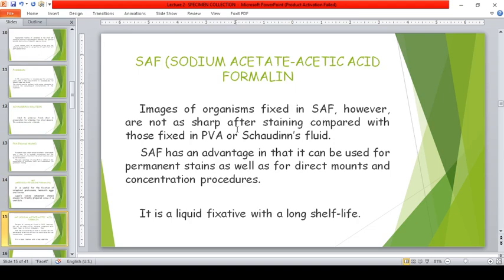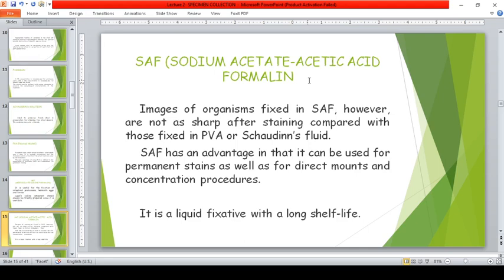So, sodium acetate, acetic acid, formalin. Images of organisms fixed in SAF, okay, either that is sodium acetate formalin or sodium acetic acid formalin, however, are not as sharp after staining compared with those fixed in PVA or Schaudinn's fluid. SAF has advantage in that it can be used for permanent stains as well as for direct mounts and concentration procedures. And aside from that, it is a liquid fixative with a long shelf life.